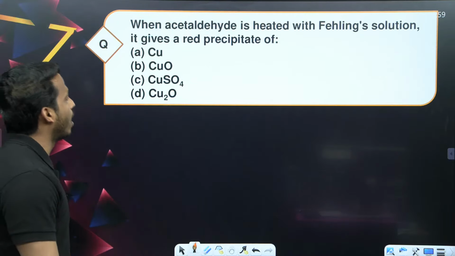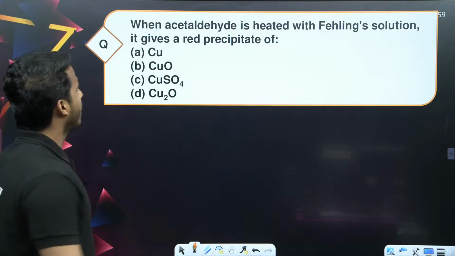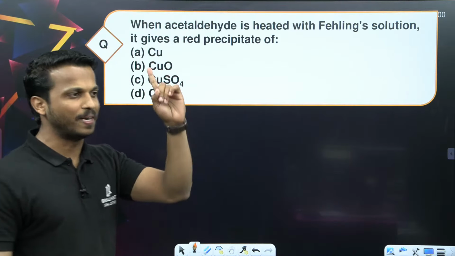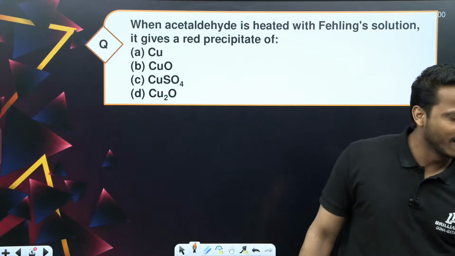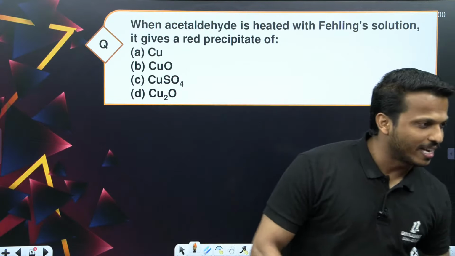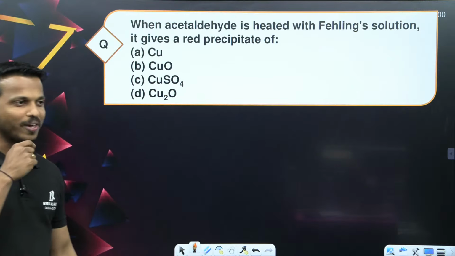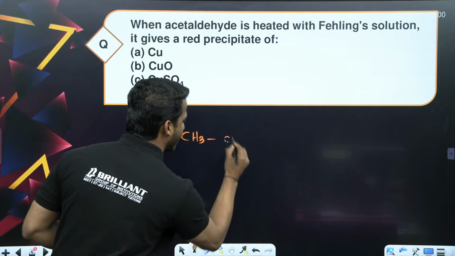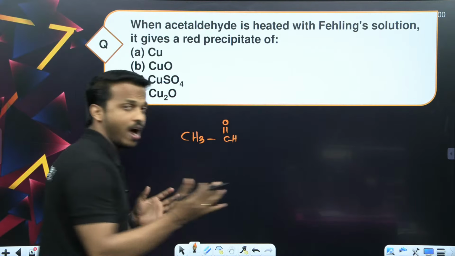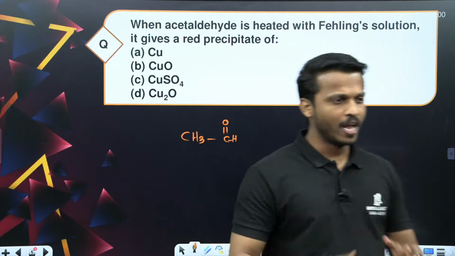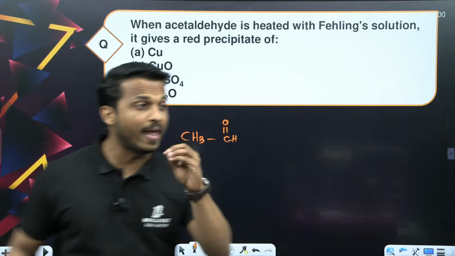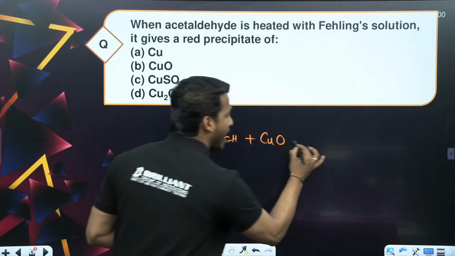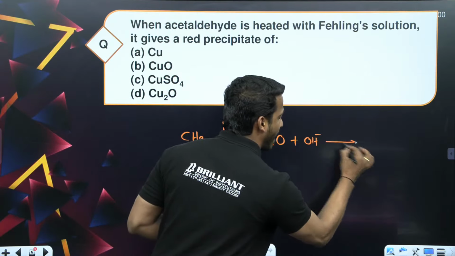Here we have the question, dear all. When acetaldehyde is heated with Fehling's solution, it gives a red precipitate of what? Can you give an answer, dear all? Yes, Davina, that's Reem. When acetaldehyde, what is acetaldehyde? Acetaldehyde is CH3CHO, dear all. When acetaldehyde is heated with Fehling's solution, what is Fehling's solution? It is CuO, copper oxide, along with a base and heat.